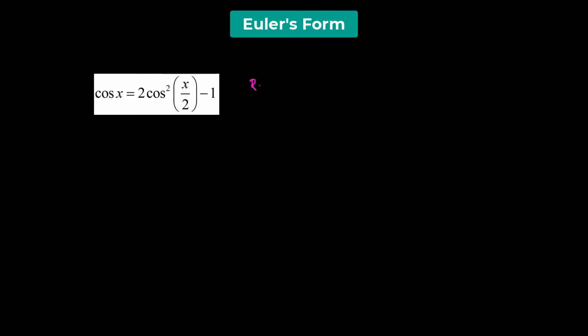So the right hand side, we can rewrite it as 2 times cosine of x over 2, whole squared, minus 1. So that we can convert the cosine function to its Euler form. So we have e raised to the power of ix over 2 plus e raised to the power of negative ix over 2, divided by 2, whole squared, minus 1.